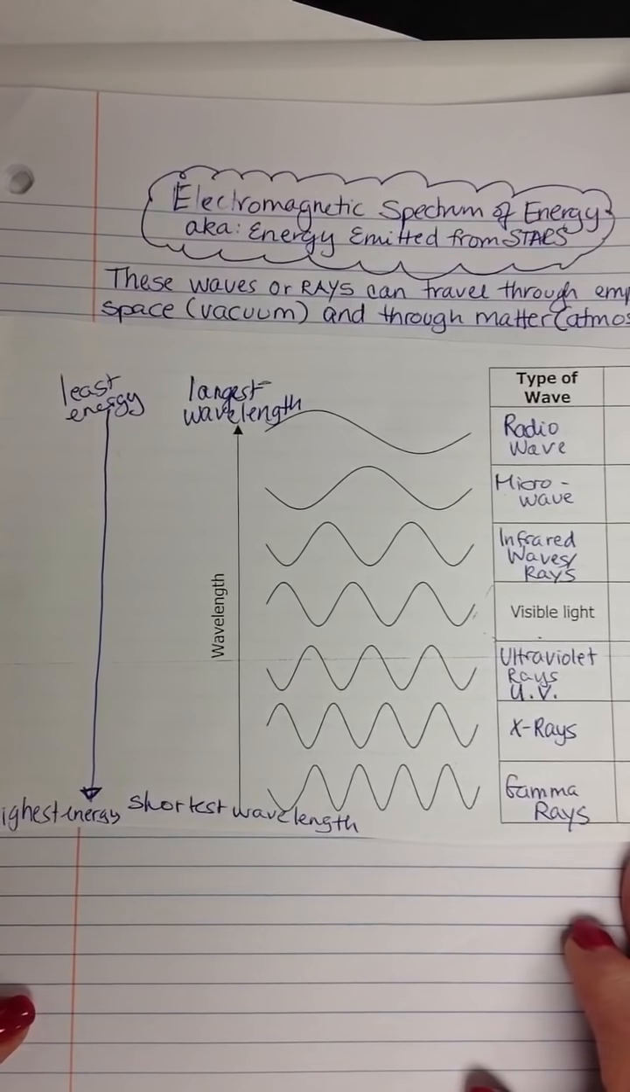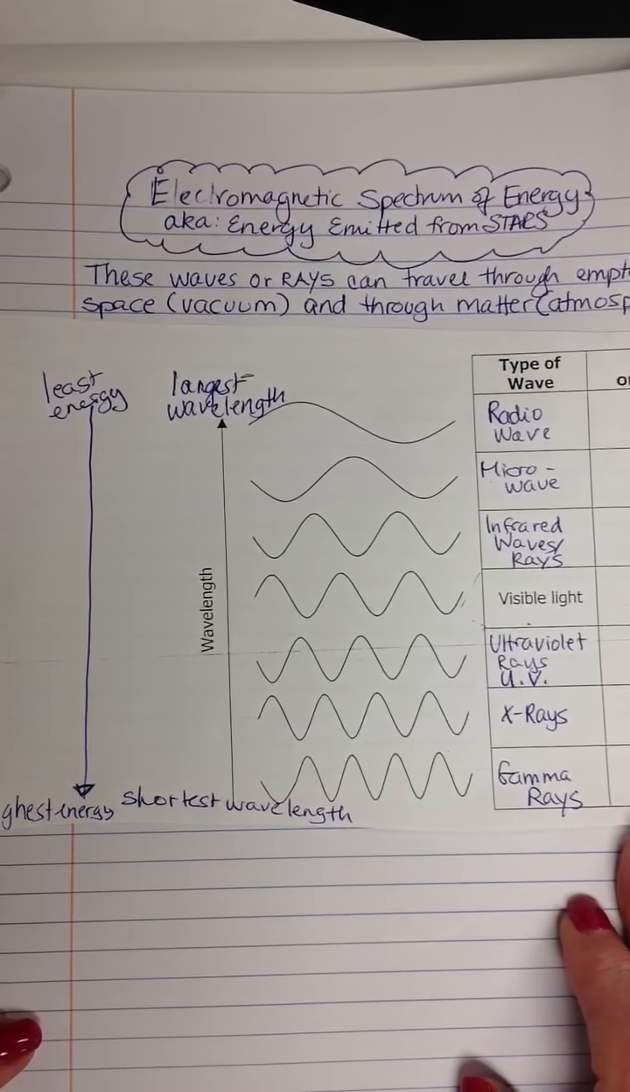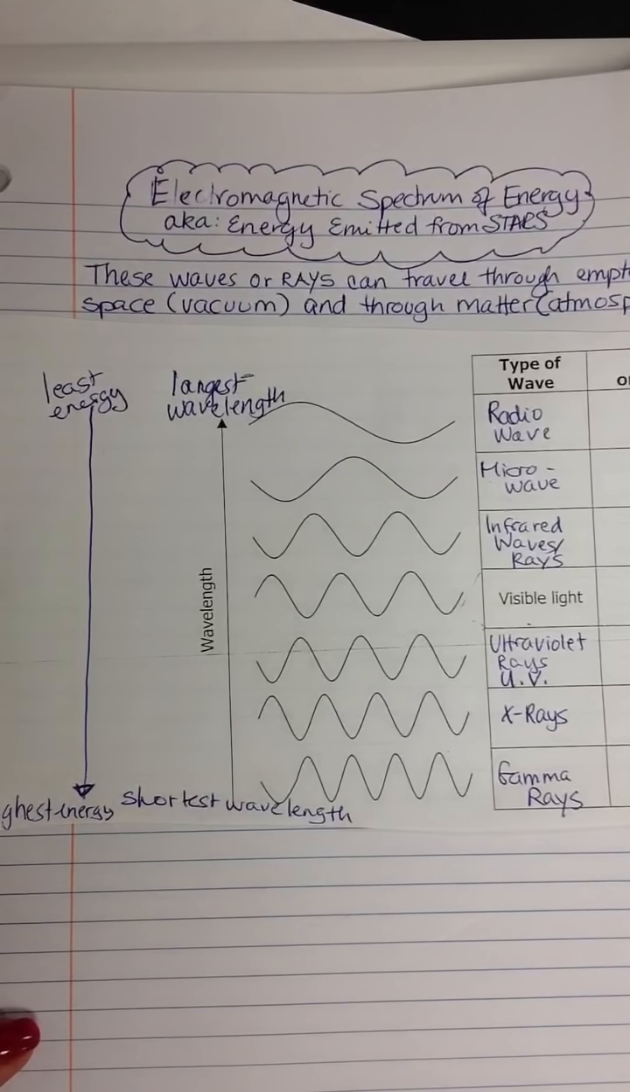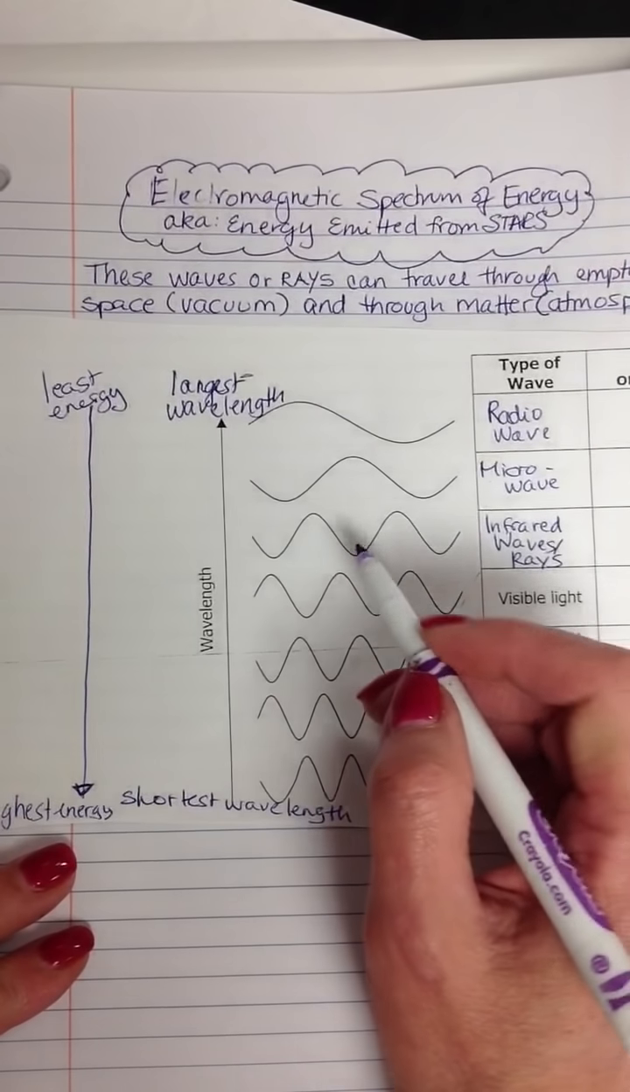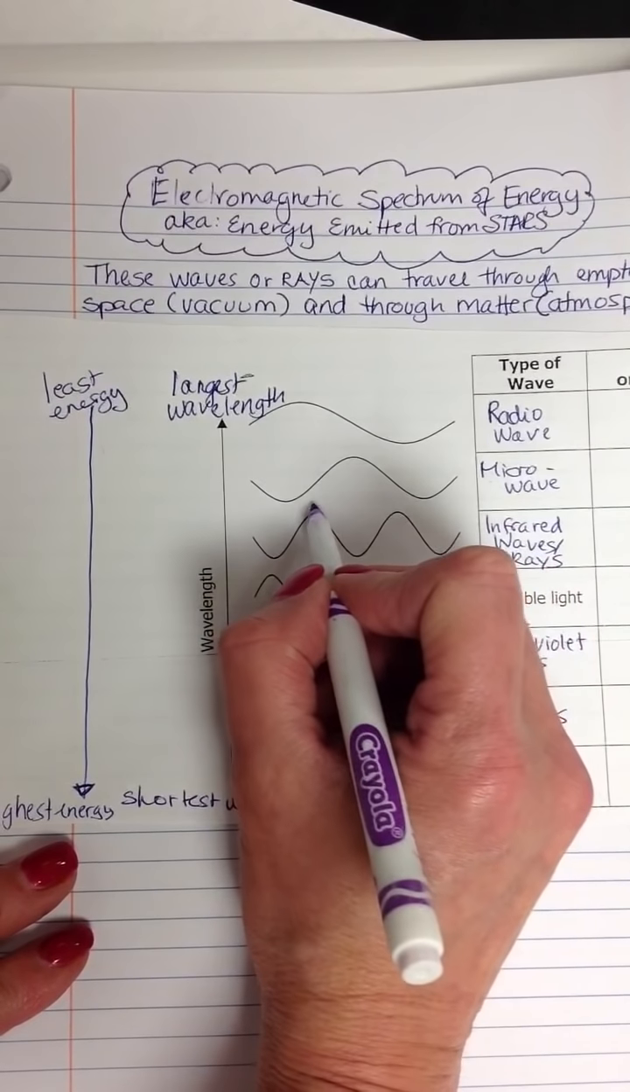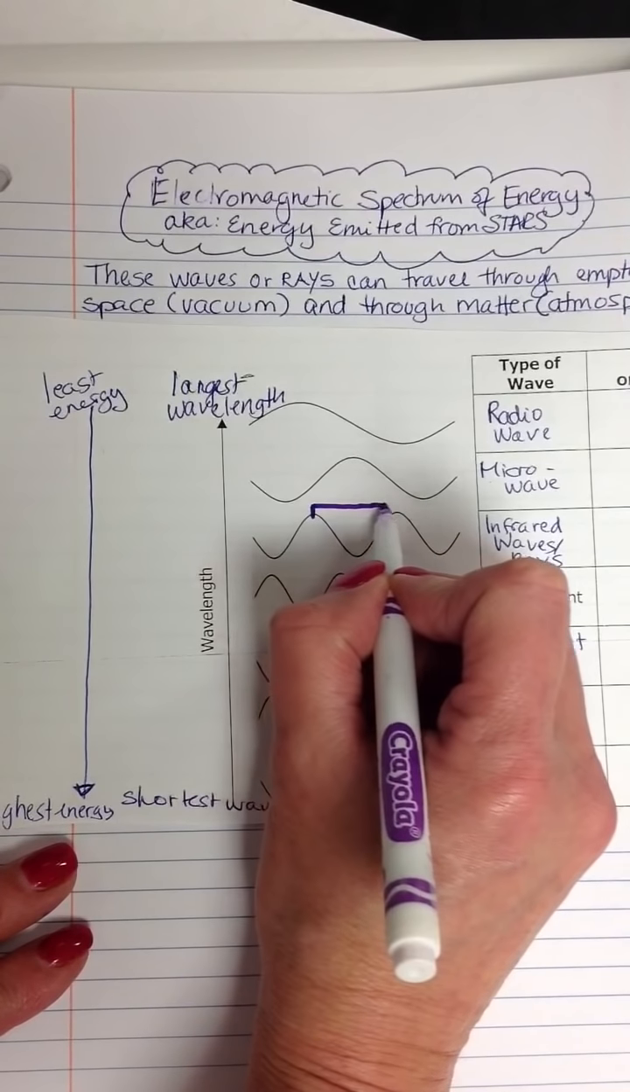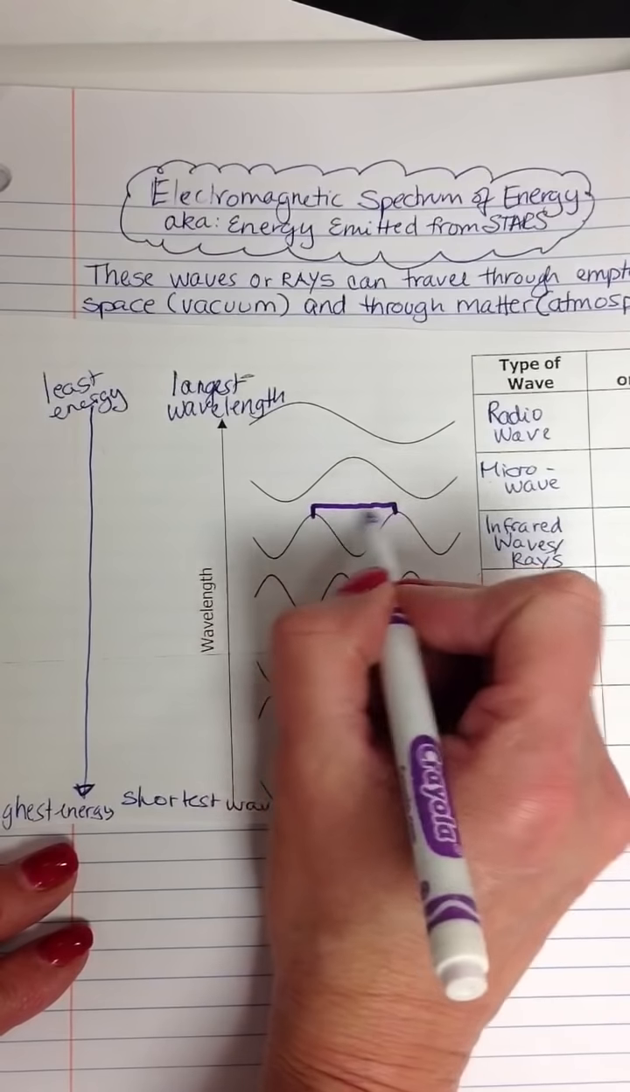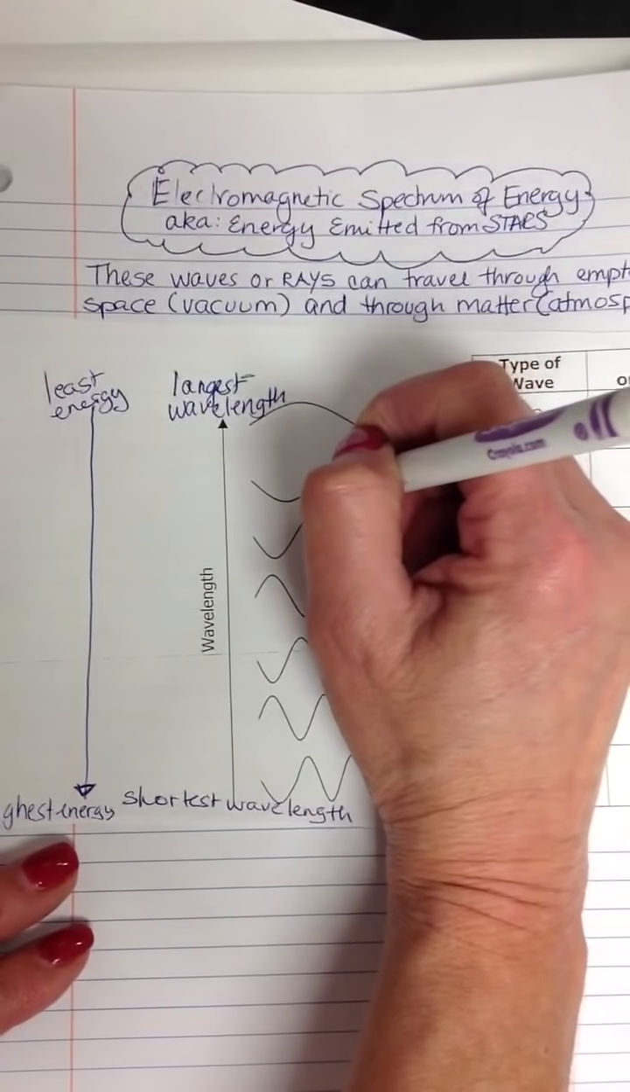Okay, so as we said, the longer the wavelength, the least amount of energy. Let me just show you what we mean by wavelength here. If you look at a wave, and let's just take the infrared wave here because it's easy to see, you're going to go from top of the wave to the next top. So that would be the wavelength.